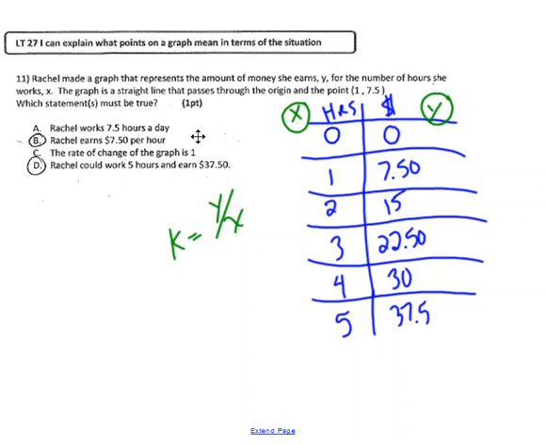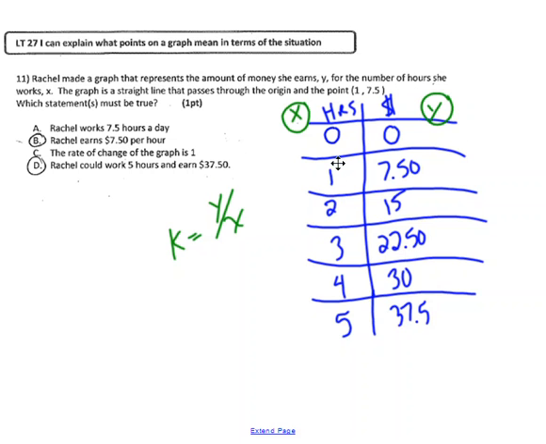Part C is not true, though, because it says the rate of change is 1. Well, remember, rate of change is your Y value divided by your X value. So if I do this divided by this, this divided by this, this divided by this, I will get $7.50. That's your rate of change, okay? Because all of these Y values divided by their X values will be $7.50. So that's the rate of change. It's not 1.